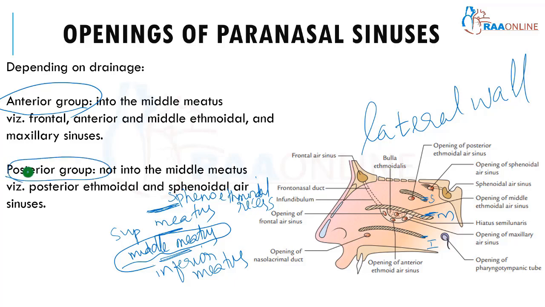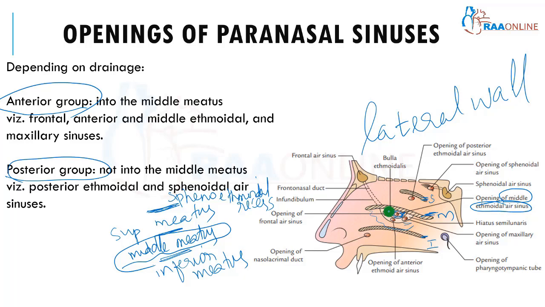The anterior group, as we have already seen, opens into this space, the middle meatus of the nose. In the middle meatus of the nose, there is an elevation. The elevation is called the bulla ethmoidalis. This elevation here is called the bulla ethmoidalis. So, a group of paranasal air sinuses open into the bulla ethmoidalis. Which group? The middle ethmoidal air sinus.